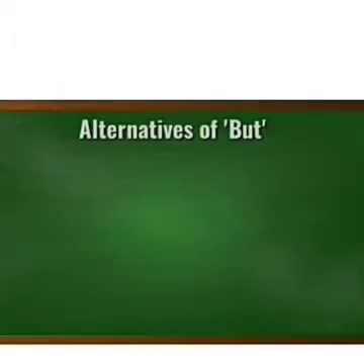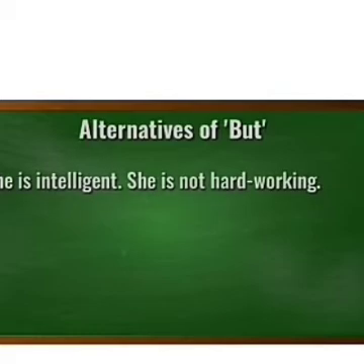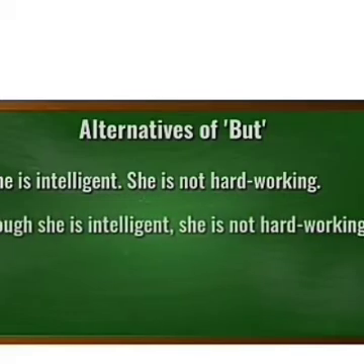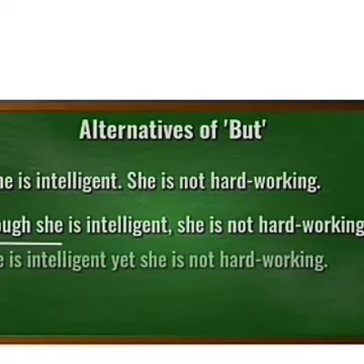Now, alternatives of but. In place of but, what can you use? Like, she is intelligent, she is not hard working. Suppose these are the two different sentences. Though you can use but very easily, in place of but you should use although: although she is intelligent, she is not hard working. When you use although, the comma is a must.